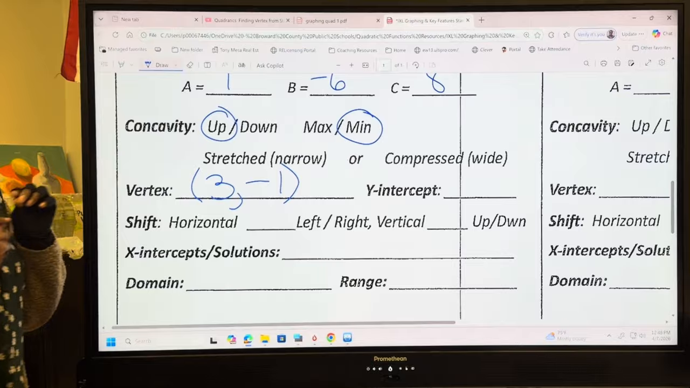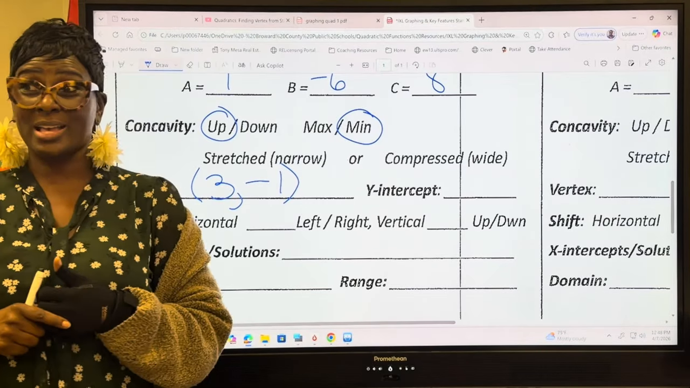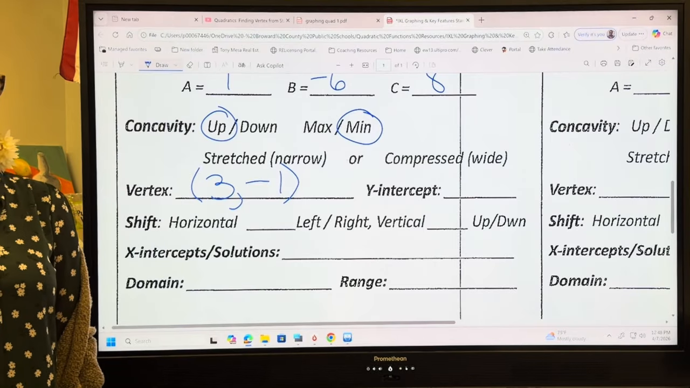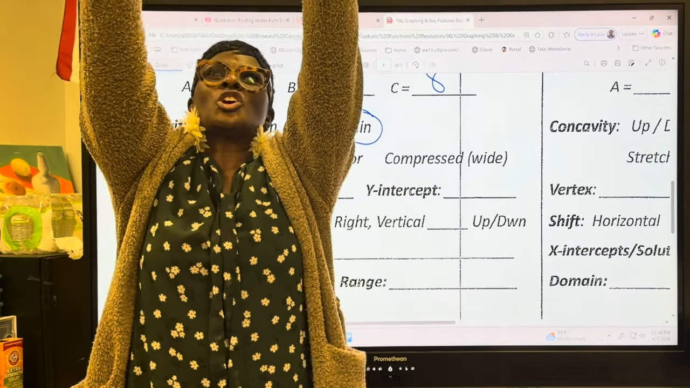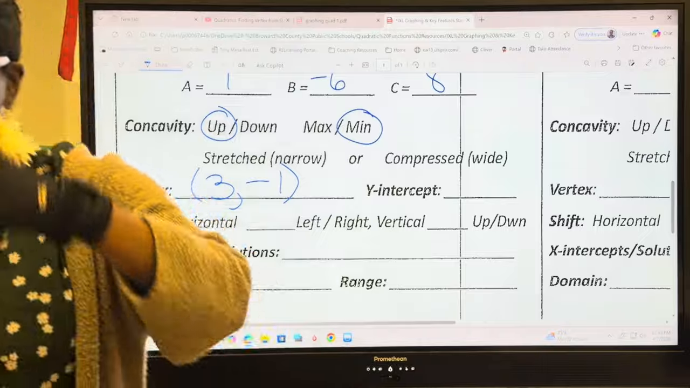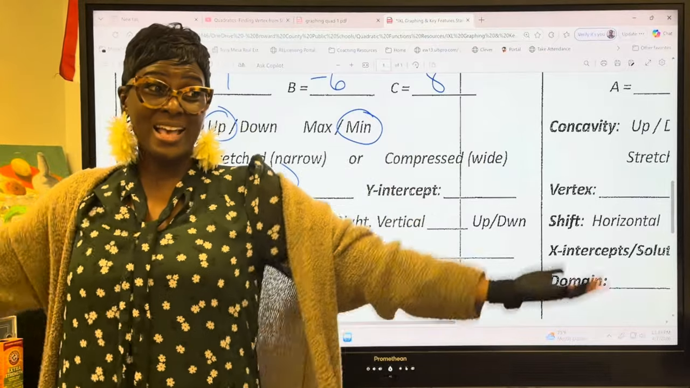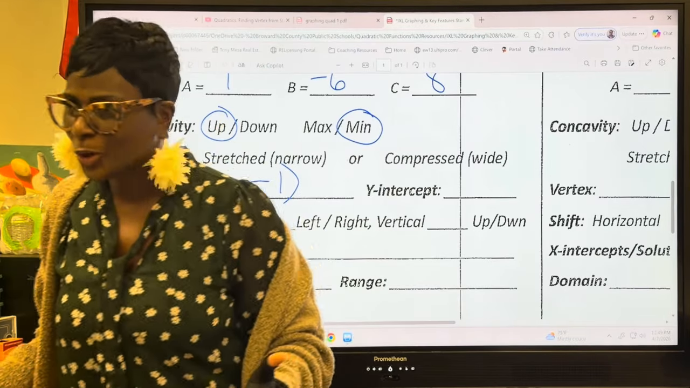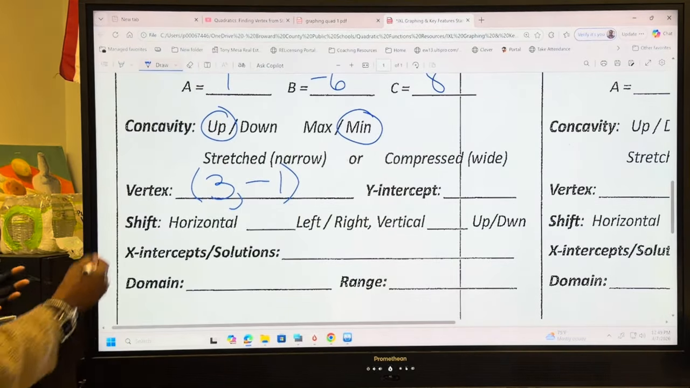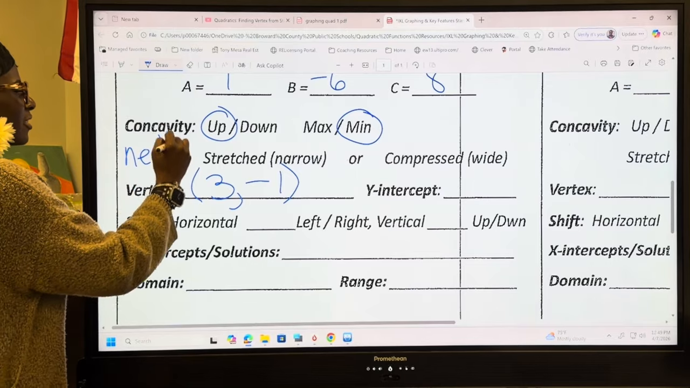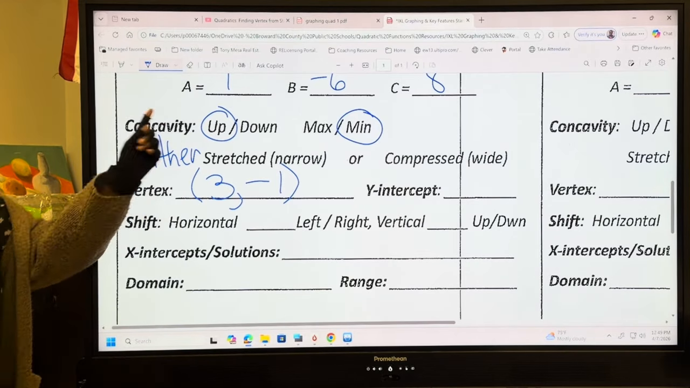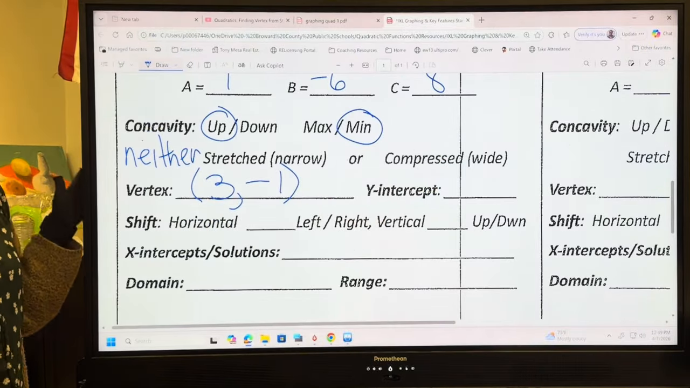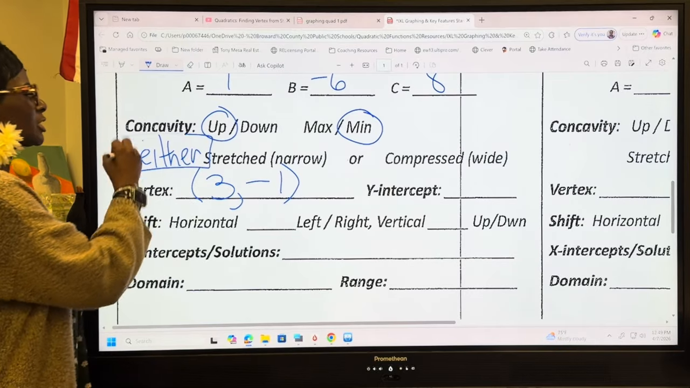Now, do we have a stretch or a compress? I thought y'all was gonna get this right. When is it stretched? When it's greater than 1. When is it compressed? When it's less than 1. Thank you. That's what it is. It's not either. It's neither. Why? Because it's not greater than 1, and it's not less than 1. Are y'all following?